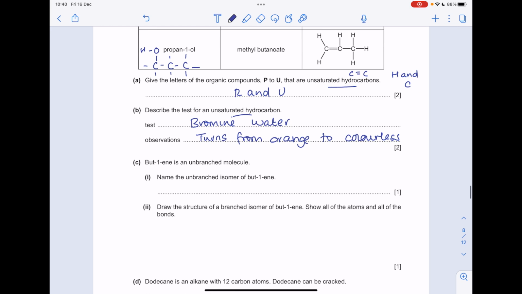Butene is an unbranched molecule. Name the unbranched isomer of butene. So it's an isomer, so it has the same molecular formula but a different displayed formula. We don't want it branching, so actually let's just move that double bond along a carbon so it becomes but-2-ene.